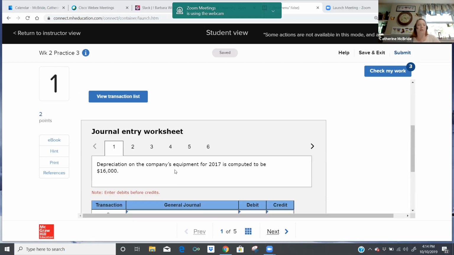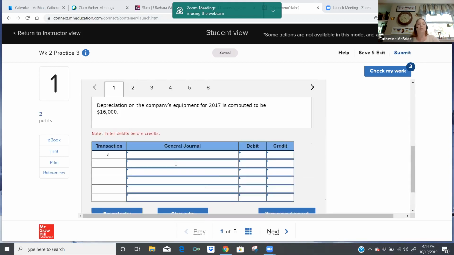Actually, I don't even need... All right, so for this one, do you remember what the two accounts are? This is not working the way it normally does.